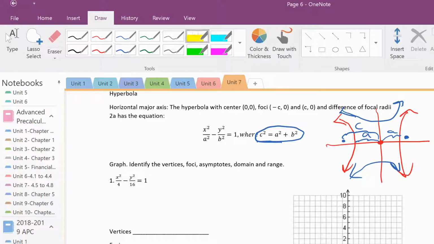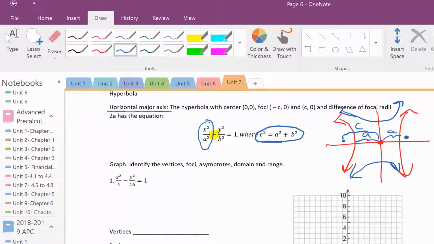The way you tell that it's a hyperbola is that you are subtracting. The way you tell if it's horizontal or vertical is by which variable comes first. So since x squared is first, it's x squared minus y squared, then it's going to be horizontal.